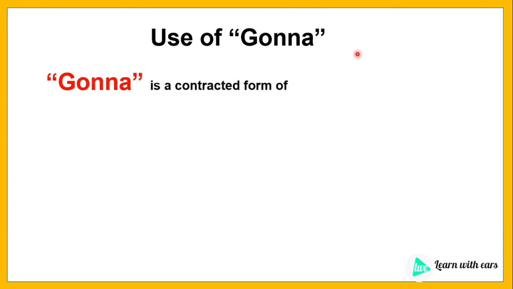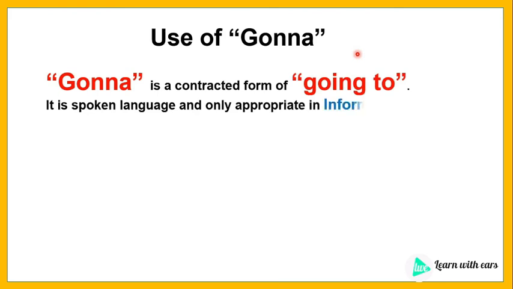Gonna is a contracted form of going to. It is spoken language and only appropriate in informal conversation. So gonna is a contracted form of going to. Okay. Now we are gonna talk about these reductions in positive and negative way.